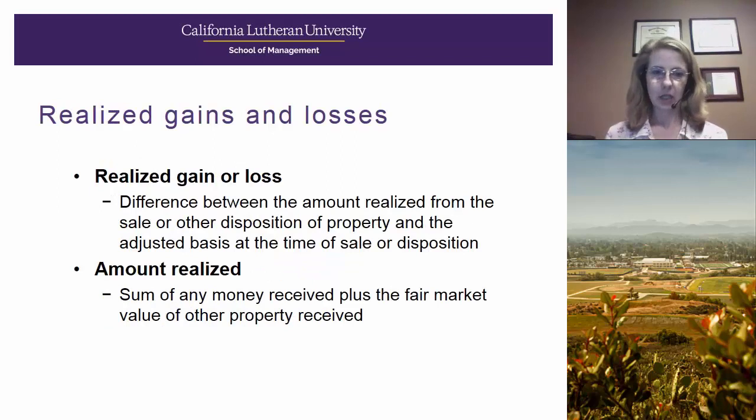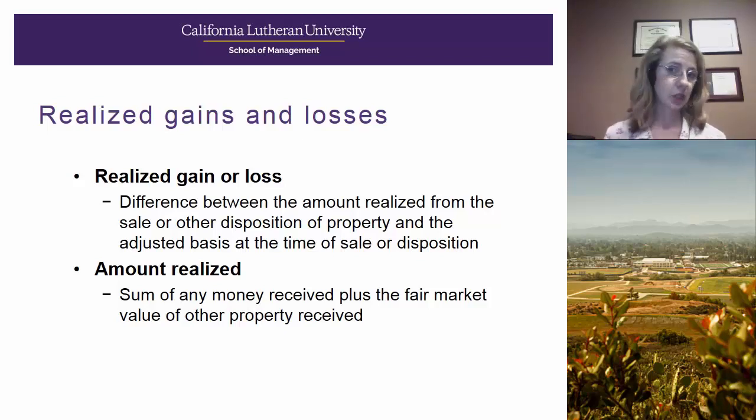Now, taxable gains and losses aren't exactly the same thing as realized gains and losses, but we need to calculate realized gains and losses in order to figure the taxable gain and therefore the tax. So let's define realized gain or loss. A realized gain or loss is the difference between the amount realized from the sale or other disposition of the property and the adjusted basis at the time of sale or disposition. Note, we're not just saying sale here, we're also saying disposition. So realized gains and losses can result from relinquishing property, not necessarily through a sale, but by other means as well.